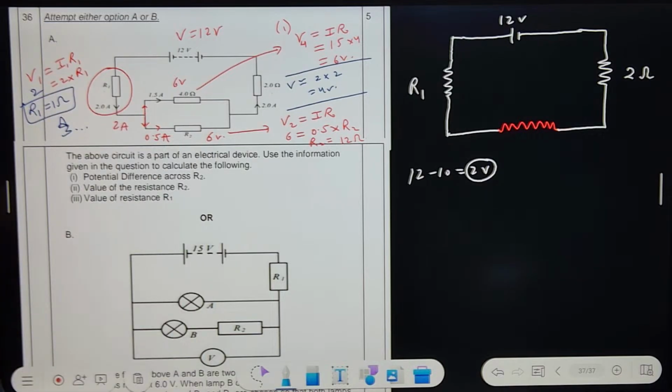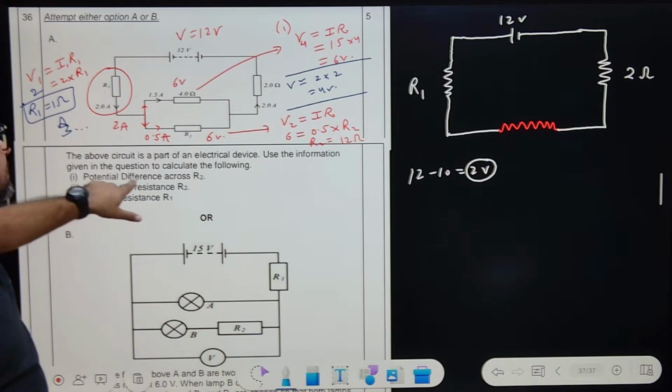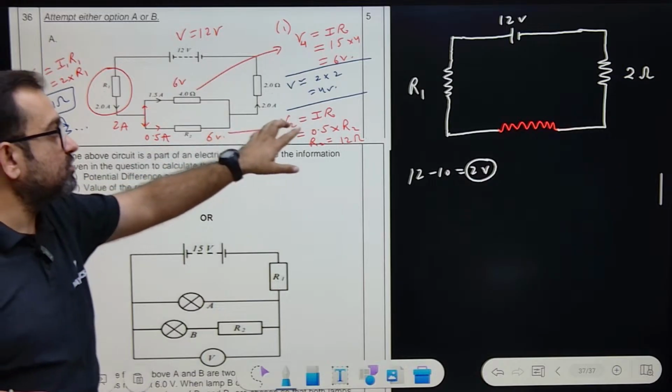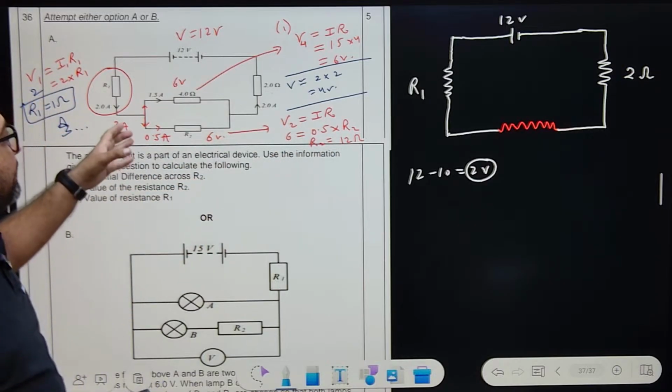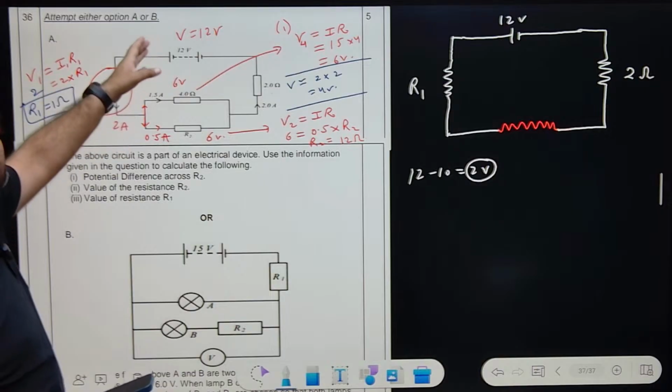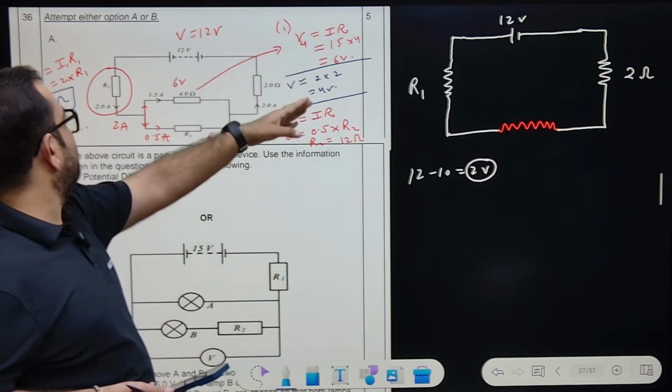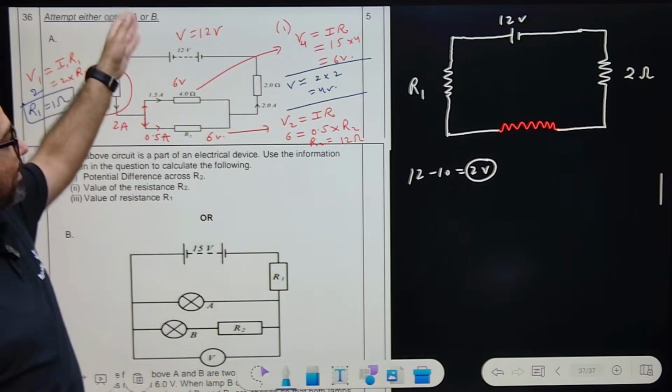Got my point? So first one we calculated what? The first part, potential difference. We calculated this, V2 equals I into R. I told you, add both of these and subtract from 12. This is 4 volt. This is 2 volt. 6. 12 minus 6, it is 6.